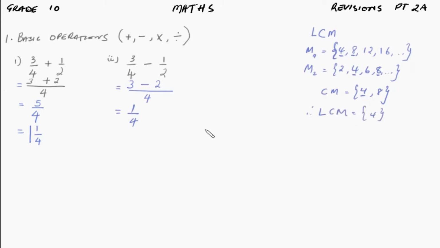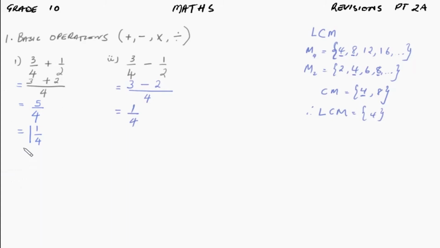Okay? That is why we use 4. That is why I just wanted to clarify this. How do we find the lowest common multiple? Okay? Now, let's continue.